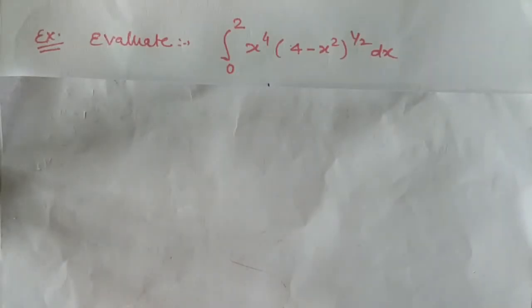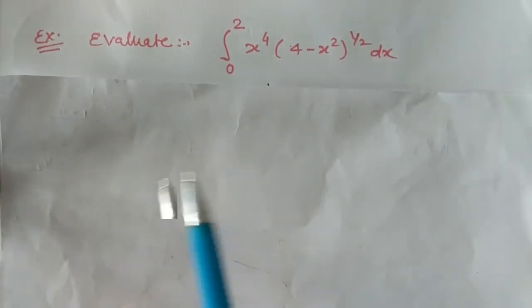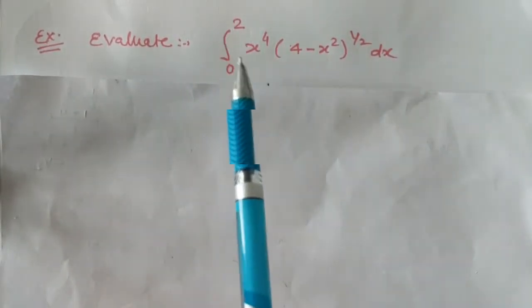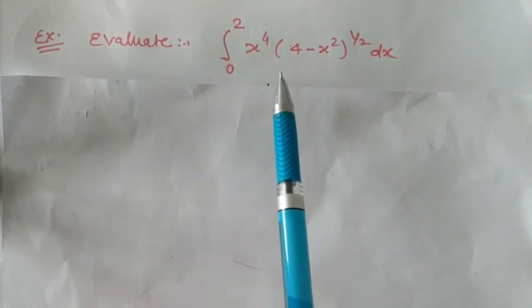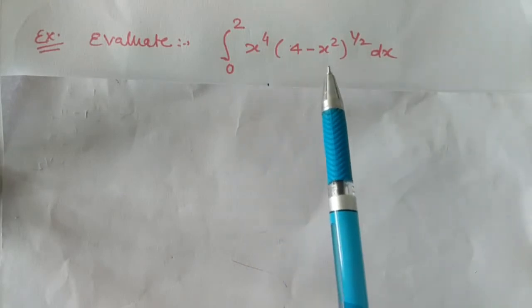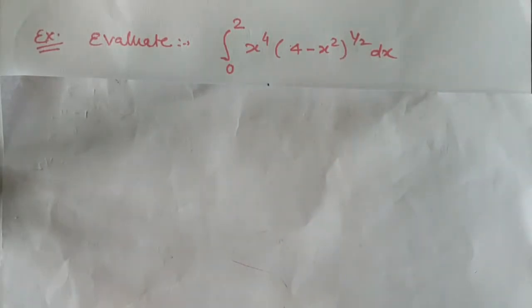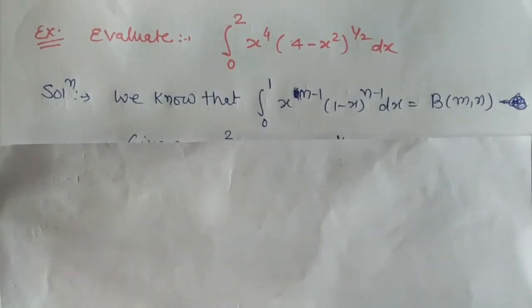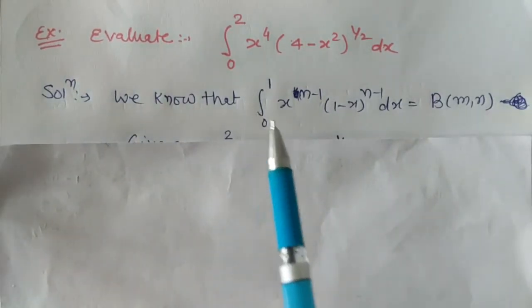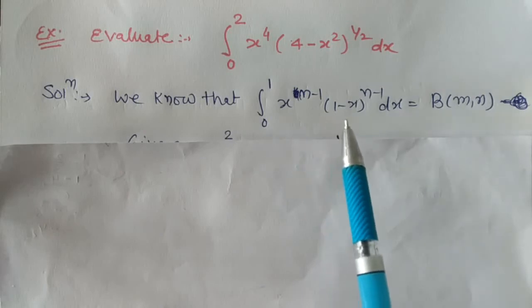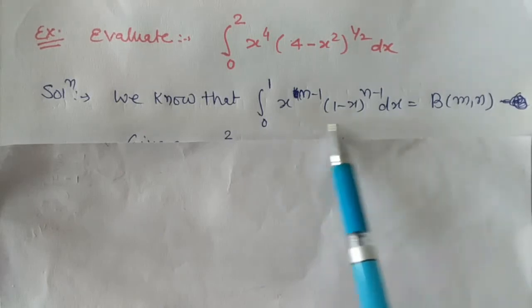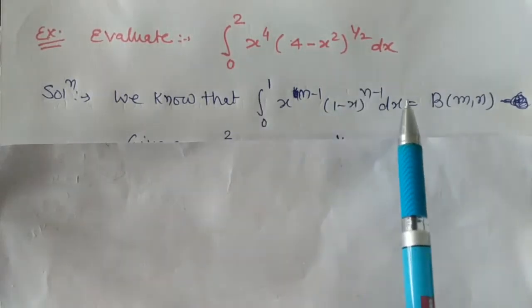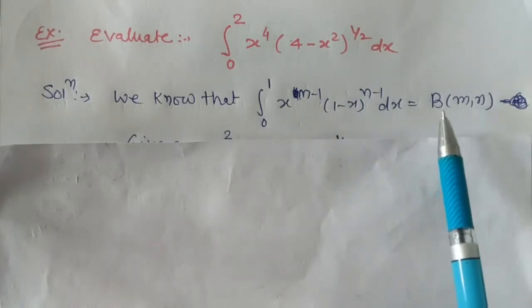Next example is: evaluate the integral 0 to 2 x power 4 into (4 minus x square) whole power 1 by 2 dx. We evaluate this integral using beta function. We know that the integral 0 to 1 x power m minus 1 into (1 minus x) whole power n minus 1 dx is called beta function and denoted as beta m, n.